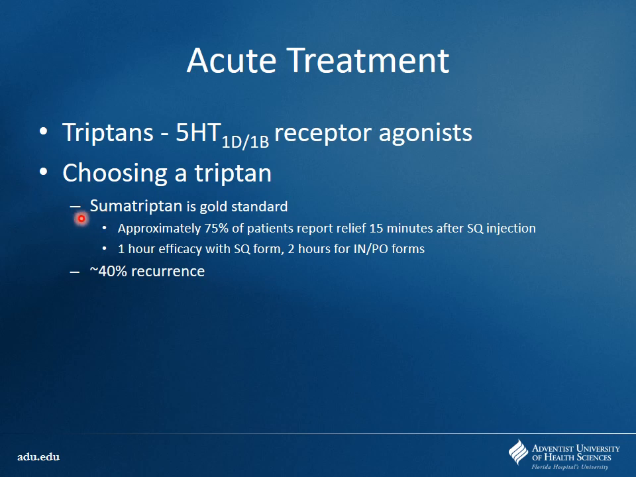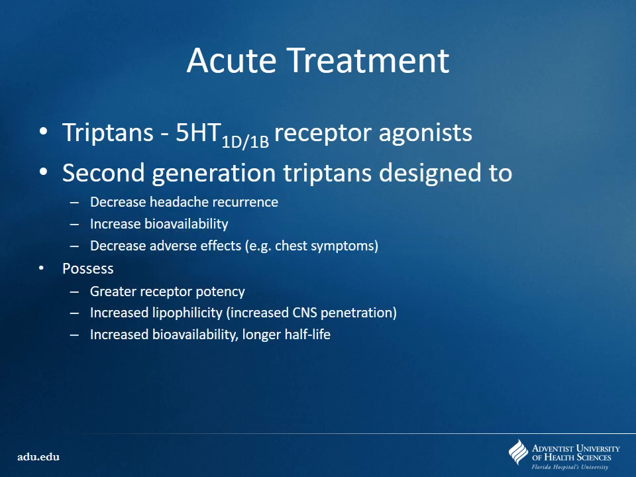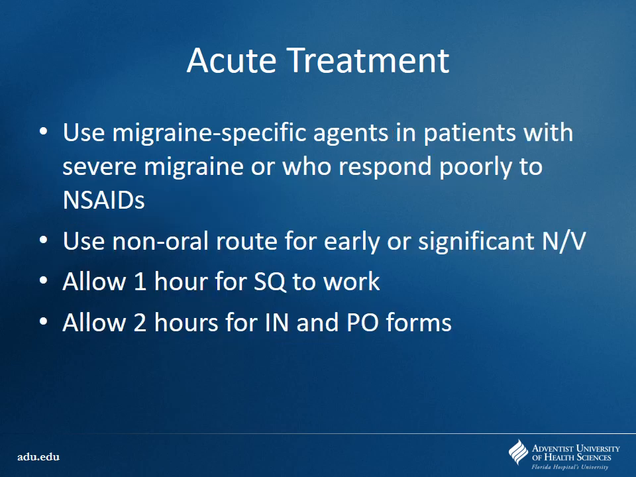I mentioned a lot of patients will do just fine with sumatriptan, so that's usually the gold standard. That's the cheapest one you can get a hold of. But for some patients, you will have that recurrence that happens, and they may require a different type of triptan. Most of them tend to be pretty equally efficacious, but the big thing you're going to find in the second generation ones is that they're designed to decrease that recurrence, hopefully increase the bioavailability. You can see some oral administration for some of these, and hopefully decrease some of those side effects. And they do that by having better potency, better penetration of the CNS, and hopefully a better half-life.